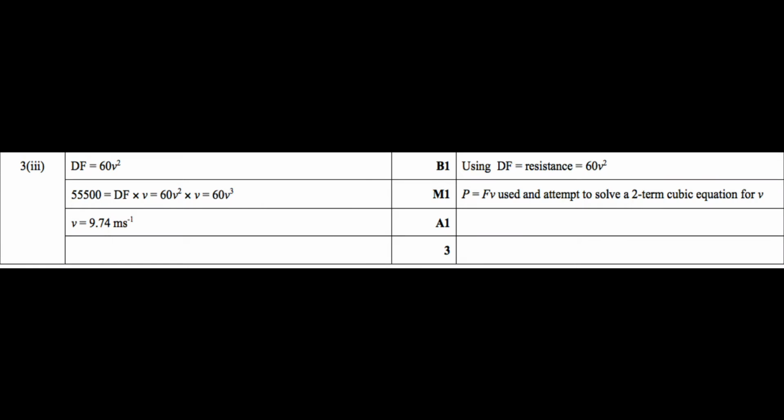Since the driving force equals the resistance, which equals 60v squared, and power equals force times v, the power is 55,500 watts. So the driving force times v equals 60v squared times v, which equals 60v cubed, and 60v cubed equals 55,500. After we calculate this, v equals 9.74 meters per second.